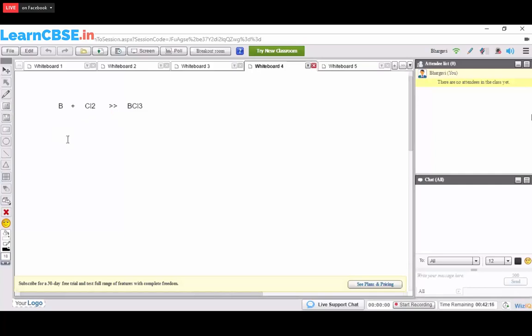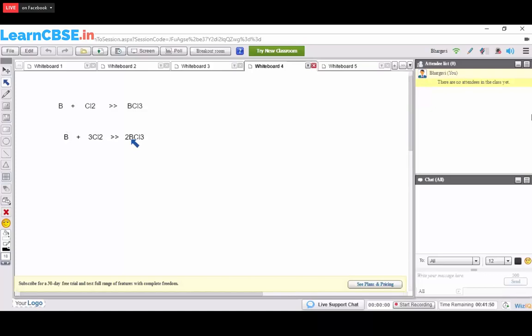So B plus 3Cl2 gives 2BCl3. Okay. So now here 3 times 2, 6 chlorine atoms are present. Here it is 3 times 2, 6 chlorine atoms are present. So thus the chlorine atoms are balanced.